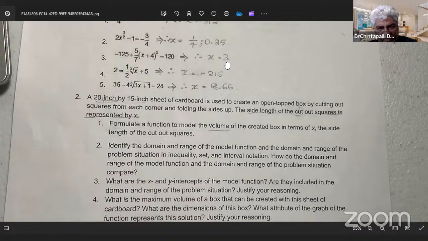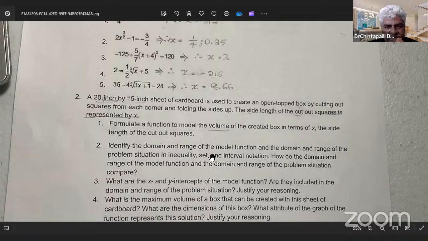Identify the domain and range of the model function, and the domain and range of the problem situation. Inequality set: x greater than 0 and less than 7.5, and interval notation. How do the domain and the range of the model function and the domain and the range of the problem situation compare?